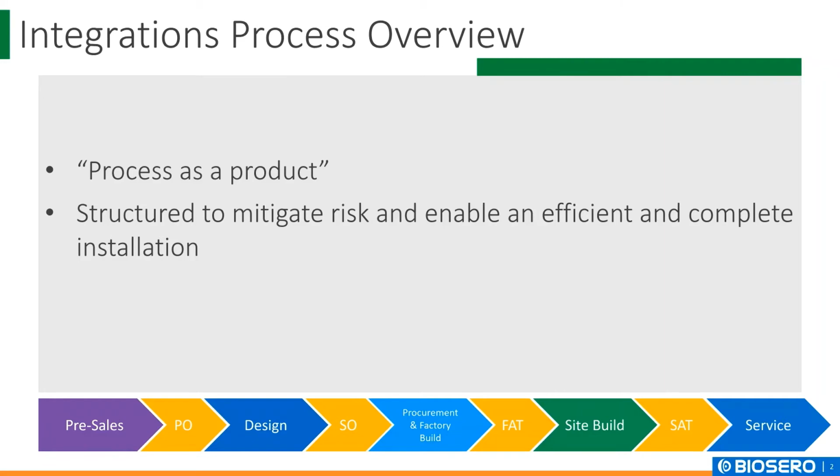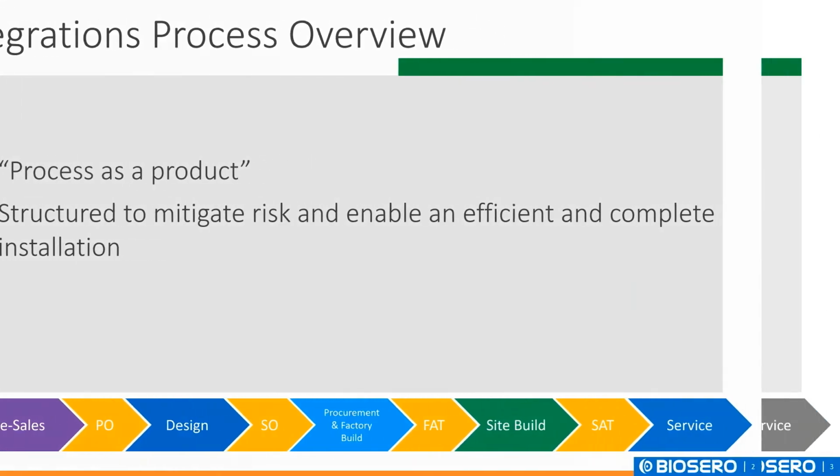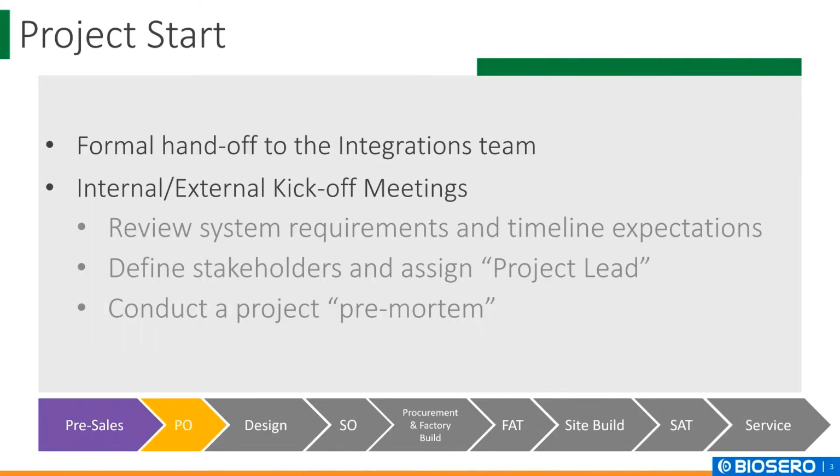Each phase of the process has defined gates and deliverables, so even though our custom integrated solutions vary widely in function or complexity, the process allows us to treat them to a standard. This means we can accurately gauge progress, foresee potential issues, and continually improve and optimize the process. Although the integrations team is involved in the design and scoping of a process during the pre-sales process, once the purchase order comes in and the project becomes official, it is formally handed over to the integrations team from the applications and sales teams. The first step of the process is to have internal and external kickoff meetings.